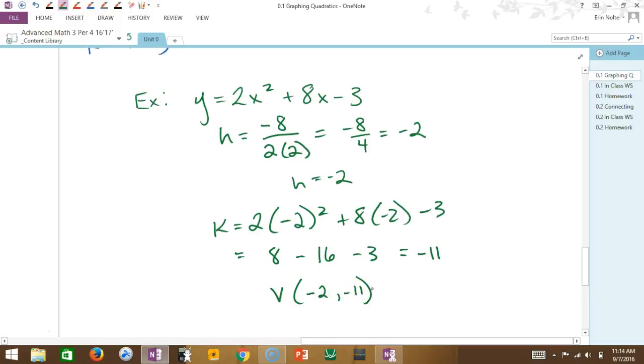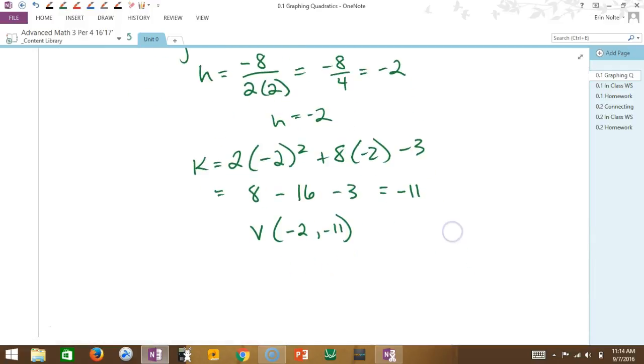Okay, so let's say I asked you to graph this. Oh, worksheet assignment's right there. Okay, so I would graph this, right? So I graph the vertex. Negative 2, negative 11, 1, 2, 3, 4, 5, 6, 7, 8, 9, 10, 11. Holy buckets, there we go. Beautiful.